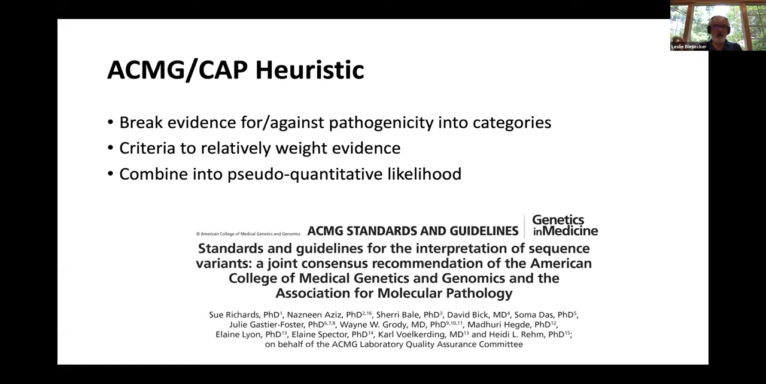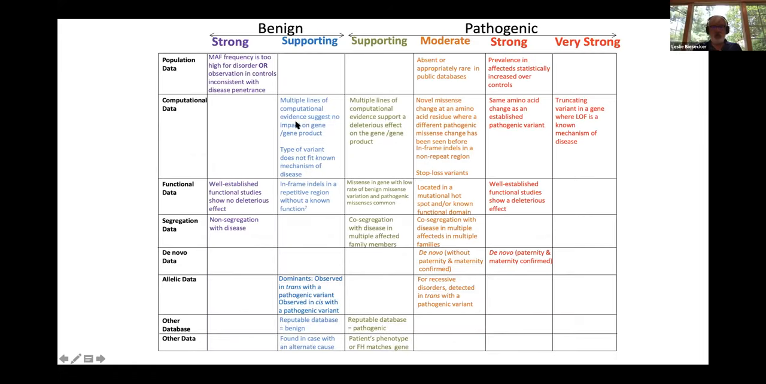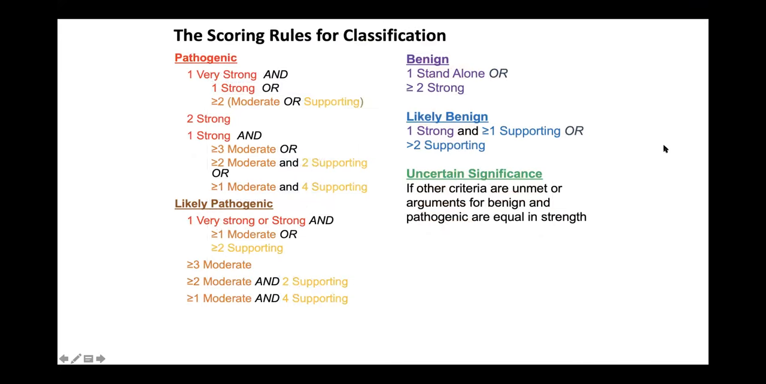And then they combined that evidence by certain rules into a pseudo-quantitative likelihood output. Their evidence rules are here, so I'm sure you're all familiar with those. A number of different types or categories, ranging from supporting, moderate, and strong to very strong. And then these are the combining rules that Richards et al. used, which give you a number of kinds of combinations of evidence that can give you the five different outputs.